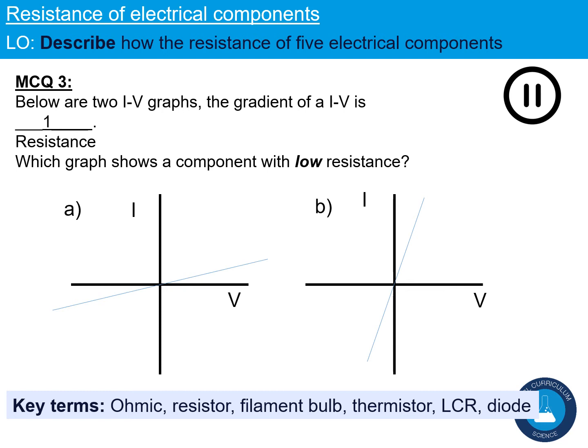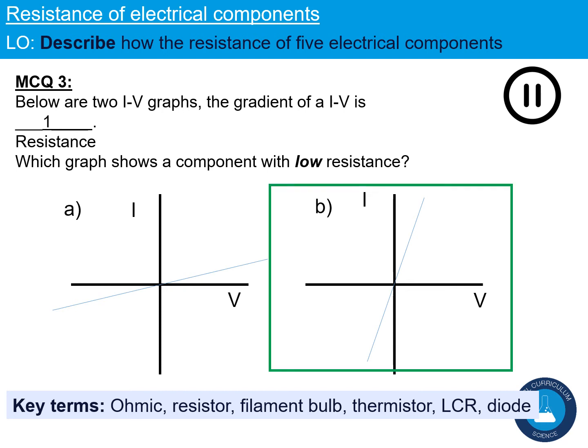Good. So you should now have either A or B written down on your piece of paper. Now in this case, the gradient is 1 over the resistance, and we want the component with low resistance. Because the gradient is 1 divided by the resistance, it means to work out the resistance, we do 1 divided by the gradient. And when we divide by a big number, we get a small number. So in this case, we wanted a large gradient, and we can see that here we have got a steeper value than we have for the gradient on A.